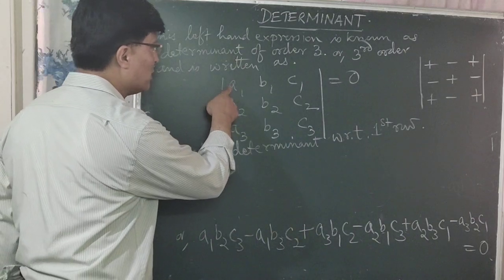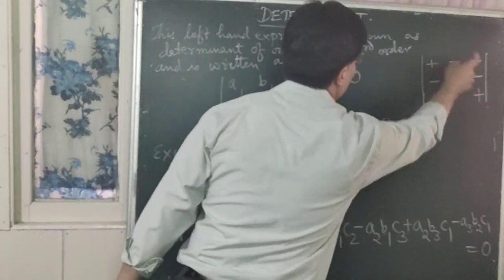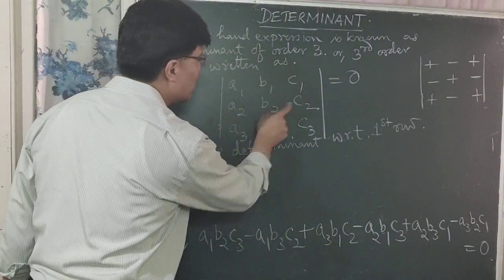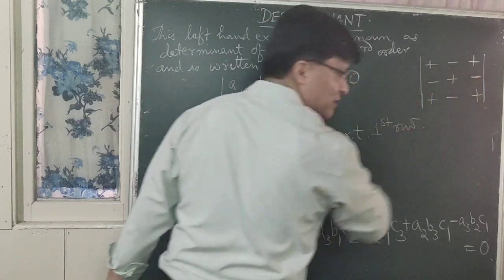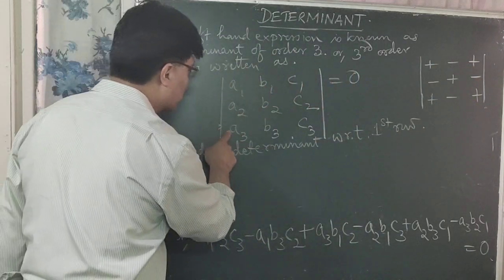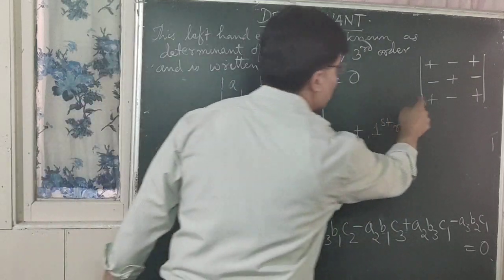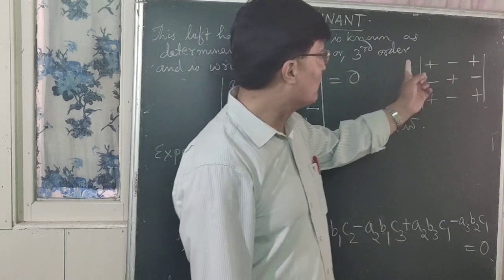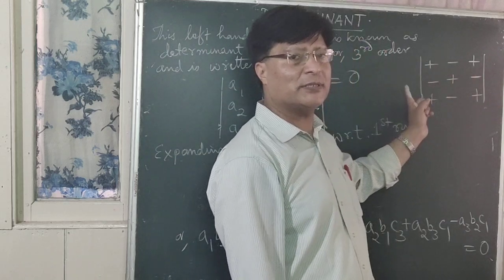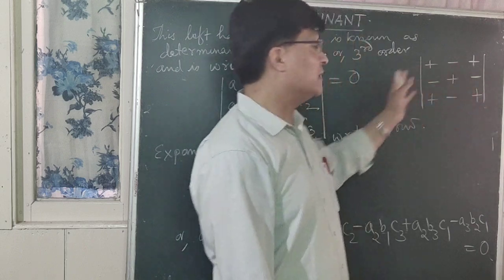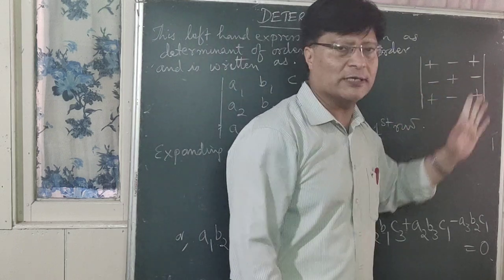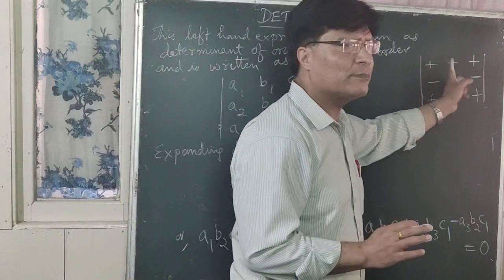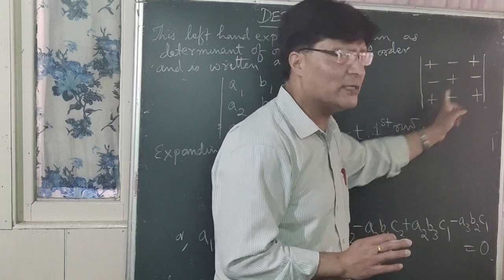If you expand this determinant with respect to the first row, you should take plus minus plus. If you expand this determinant with respect to the second row, A2, B2, C2, we should take minus plus minus. If you expand it with respect to the third row, A3, B3, C3, you should take plus minus plus. Remember it this way: positive and negative signs alternate. In the first row plus minus plus, then again in the second row minus plus minus, then again in the third row plus minus plus. It is alternate positive and negative sign. That is plus minus plus minus plus minus plus minus plus.